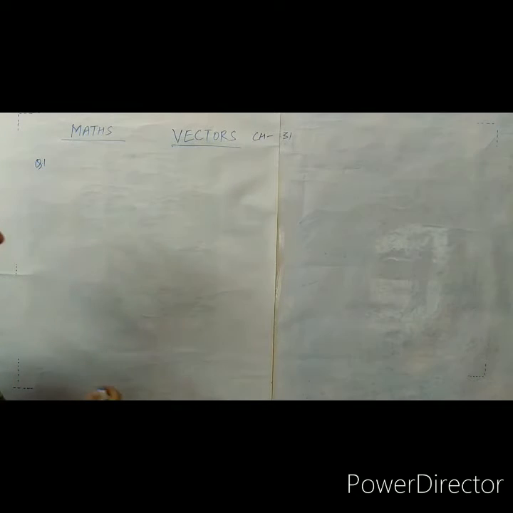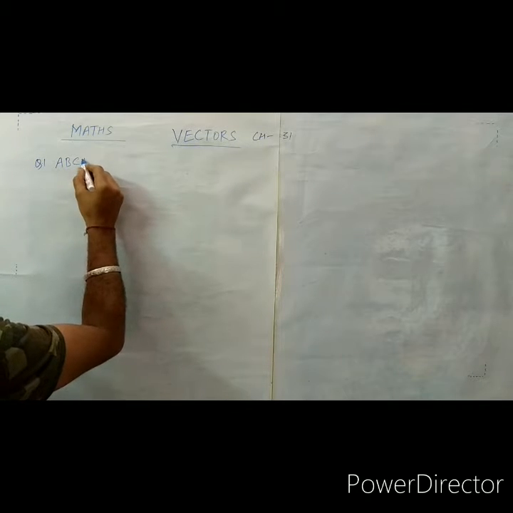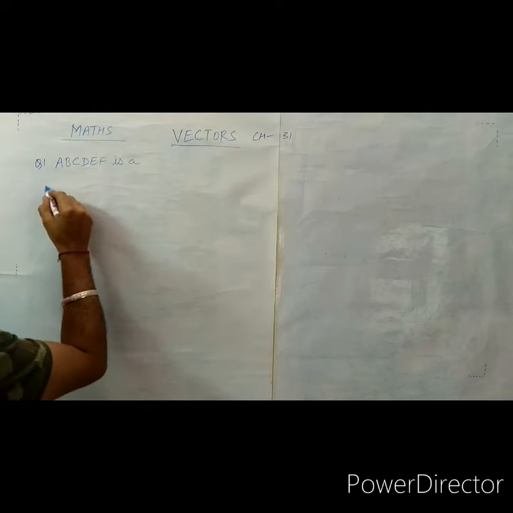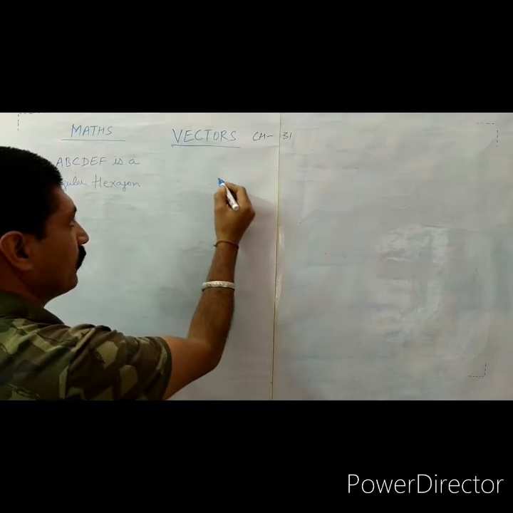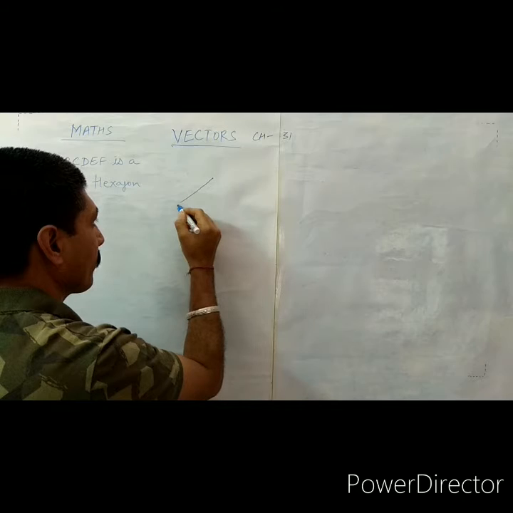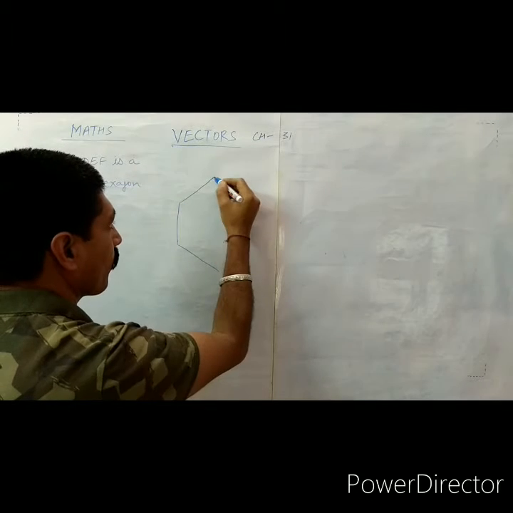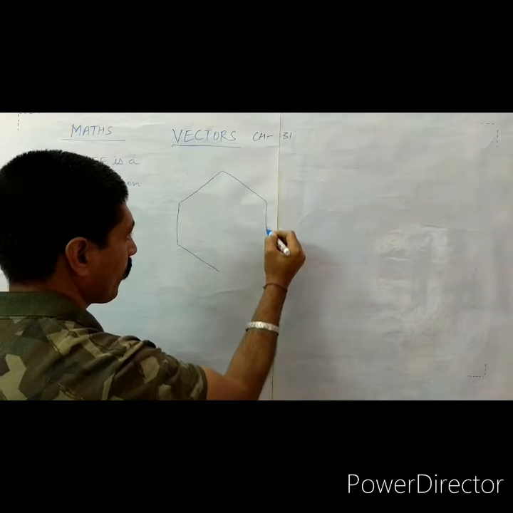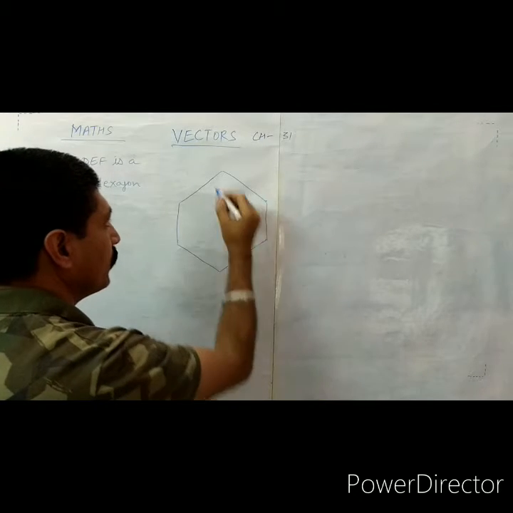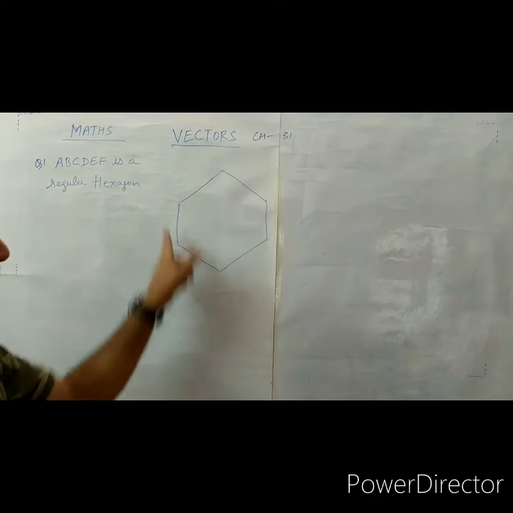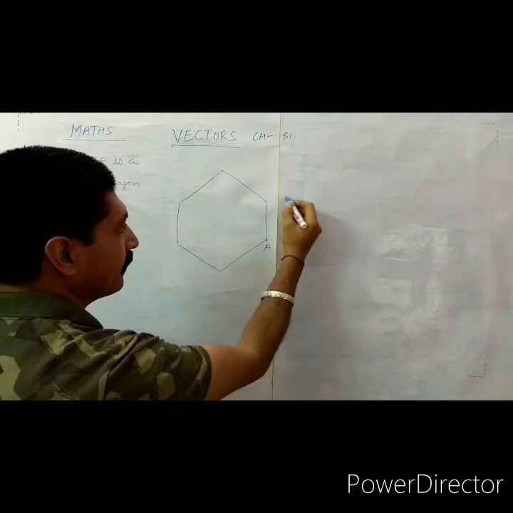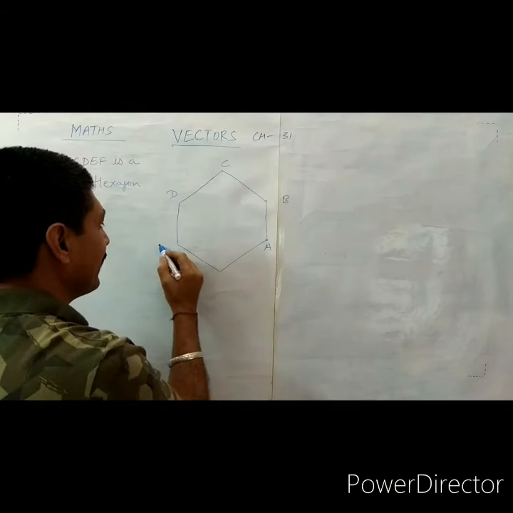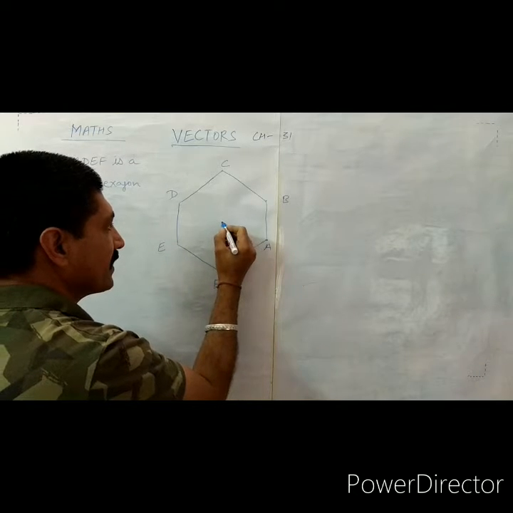So the question is, if ABCDEF is a regular hexagon. We know in a regular hexagon all the sides are of equal length. Now here A is a point, then B, C, D, E and F, and O is its center.